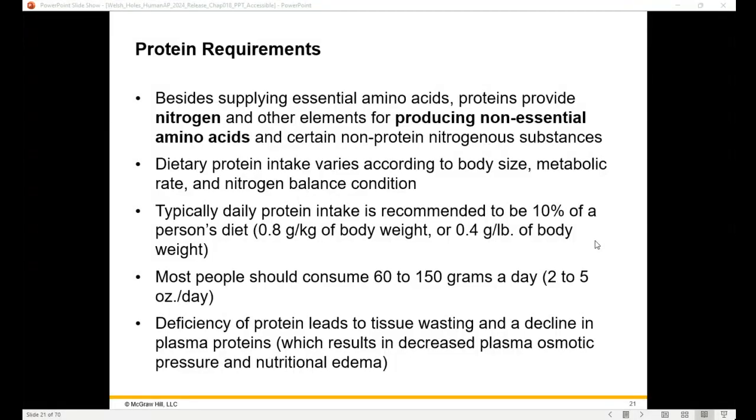So 0.8 grams per kilogram of body weight or 0.4 grams per pound of body weight. Most people should consume 60 to 150 grams a day, or 2 to 5 ounces per day. Deficiency of protein leads to tissue wasting and a decline in plasma proteins, which results in decreased plasma osmotic pressure and nutritional edema.